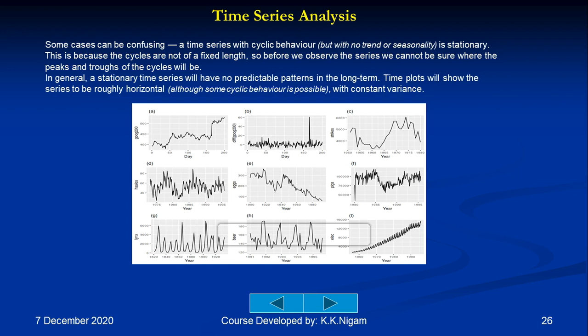Some cases can be confusing. A time series with cyclic behavior but with no trend or seasonality is stationary. This is because the cycles are not of a fixed length. So before we observe the series, we cannot be sure where the peaks and troughs of the cycles will be. In general, a stationary time series will have no predictable patterns in the long term. Time plots will show the series to be roughly horizontal, although some cyclic behavior is possible with constant variance.